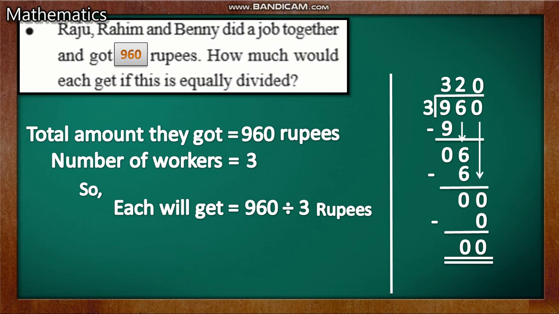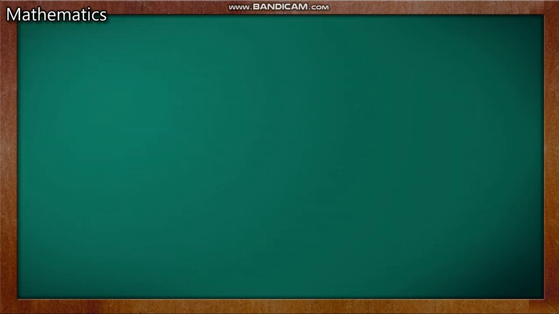Then what is the answer? 320. 320 rupees will each one get. It is the final answer. Let's draw 2 lines. Okay, let's go to the next question.